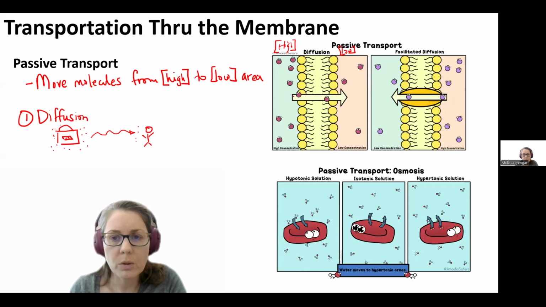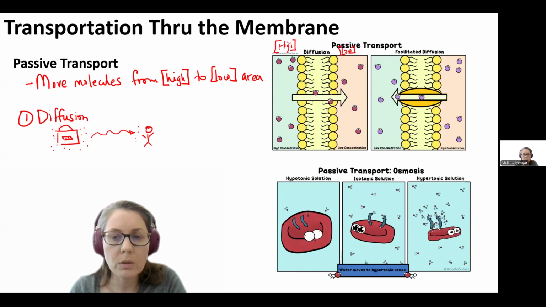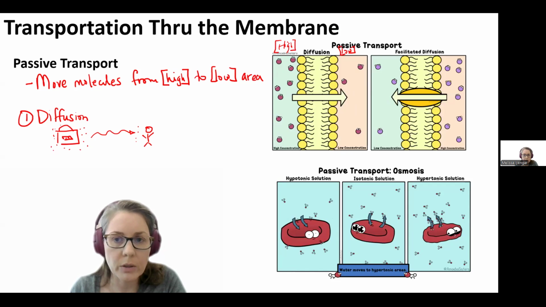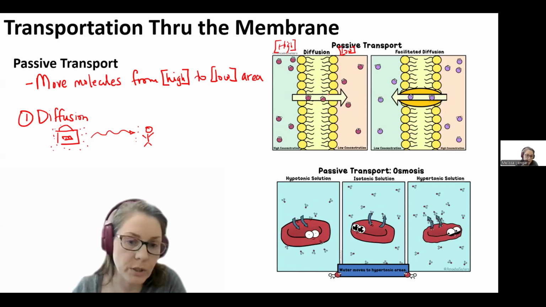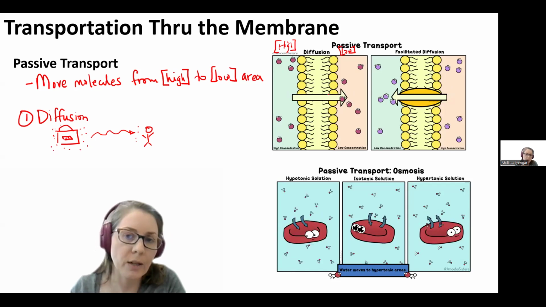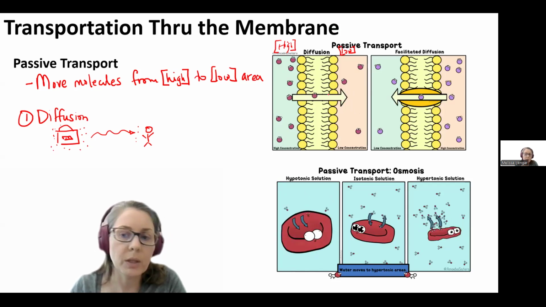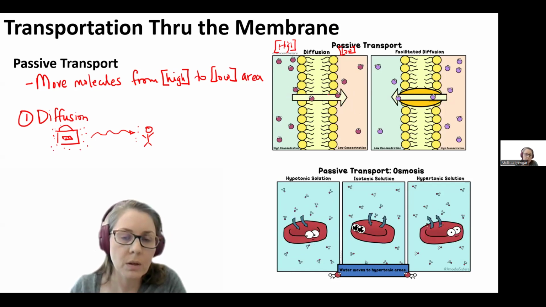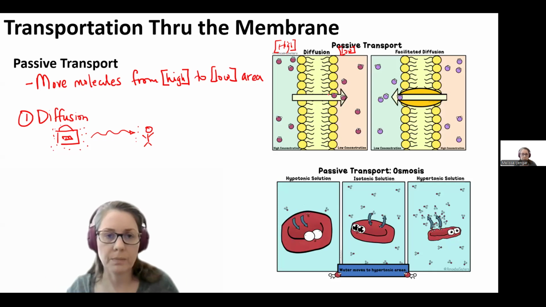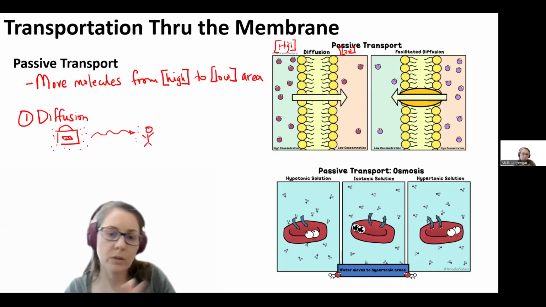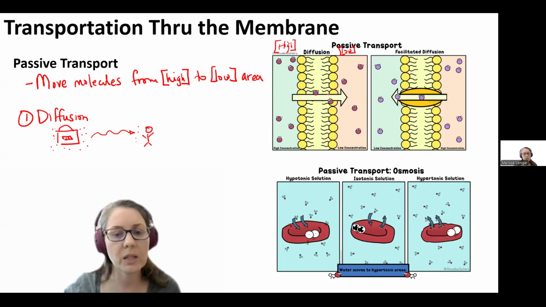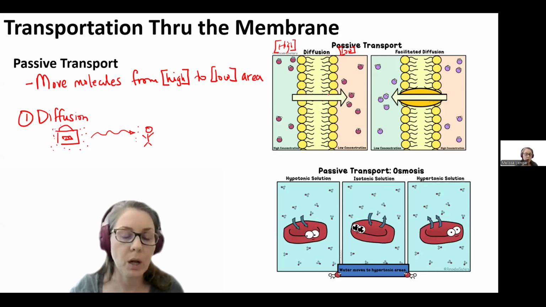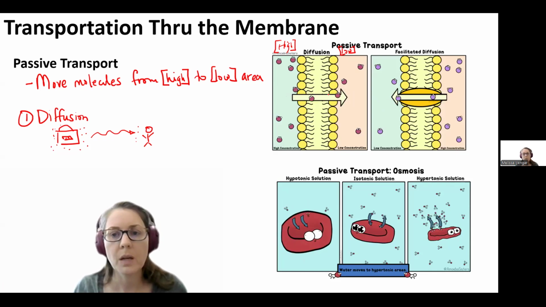These molecules will slowly progress through the phospholipid layers in order to move from high to low. They want to do this. It's their natural ability to do this. Think about molecules bouncing. As molecules bounce, they bounce off each other, and the more molecules in a space are going to bounce more until they get to an area where there's less molecules to bounce off of.